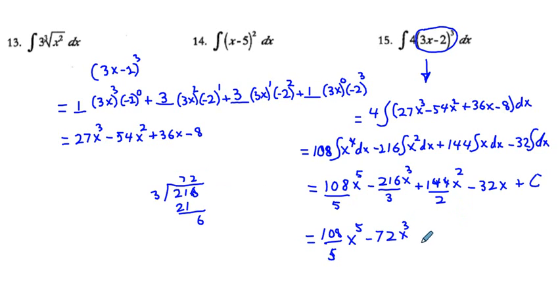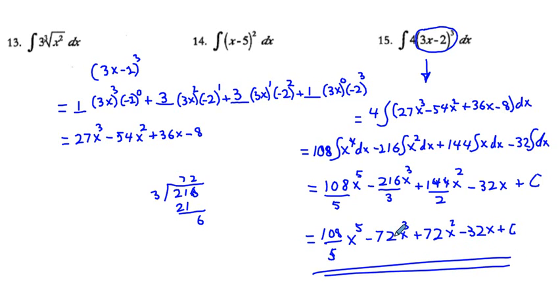And then 144 divided by 2, that's going to be 72. So plus 72x squared. And then minus 32x plus C. Okay, that's going to be it. A lot of places to make mistakes there. I'm not 100% sure I got everything right, but comment if there's something amiss there. I'd appreciate some help with that.